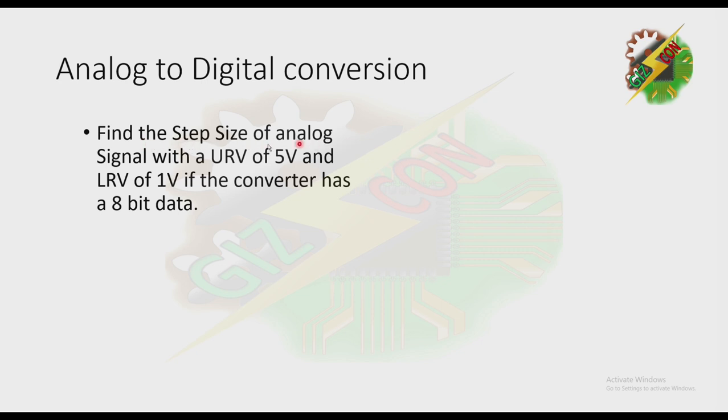Find the step size of the analog signal with the URV of 5 volts and LRV of 1 volt if the converter has 8-bit data. Okay, please pause this video and try to solve it by yourself.